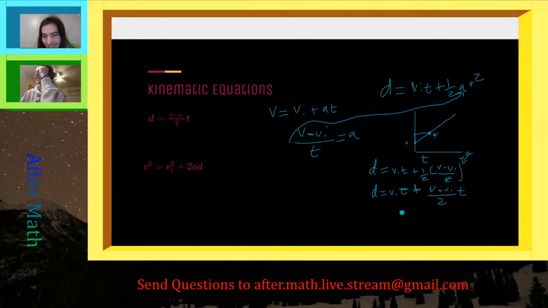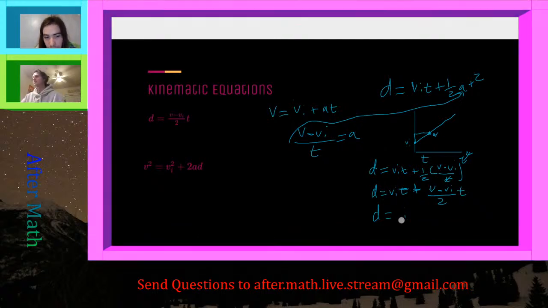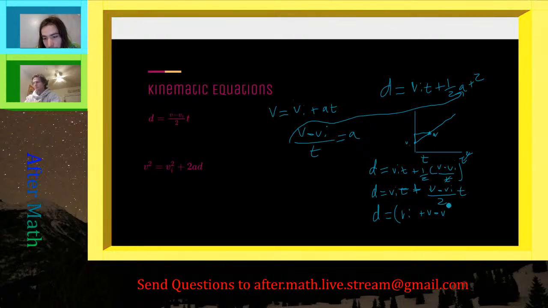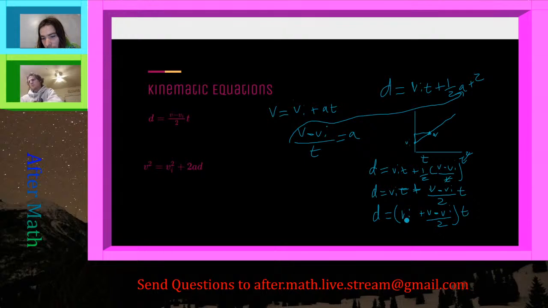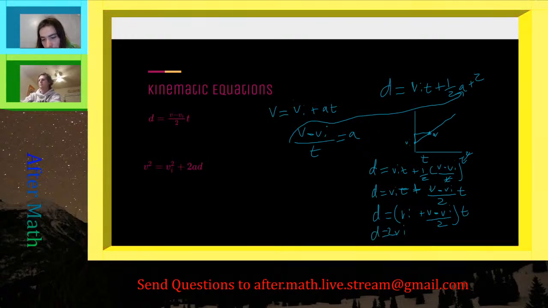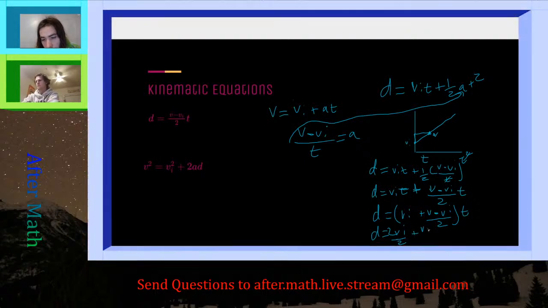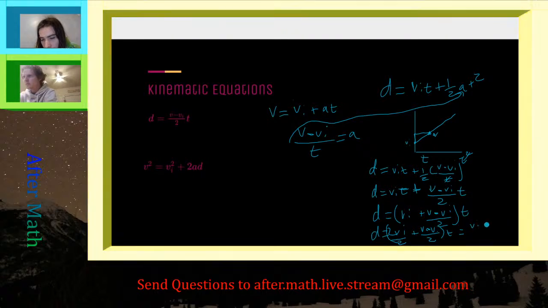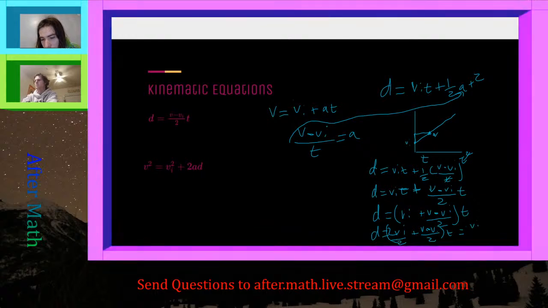Okay. So we can pull out this T from both of these. We get D equals VI plus V minus VI over 2, and then this T. Then you can multiply VI by 2 to get it to a fraction, because when adding fractions you have to have the same denominator. So you get D equals 2VI over 2 plus V minus VI over 2, times T. Then you can add these together, and this equals V plus VI over 2 times T. And that is now solved.